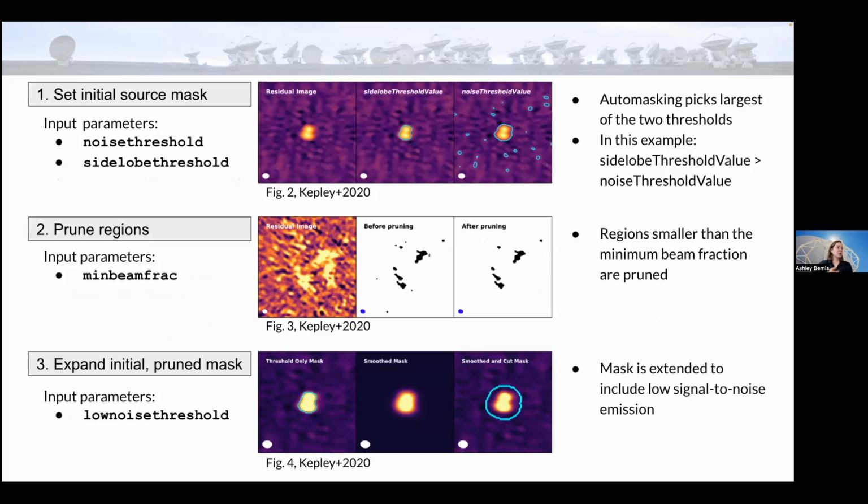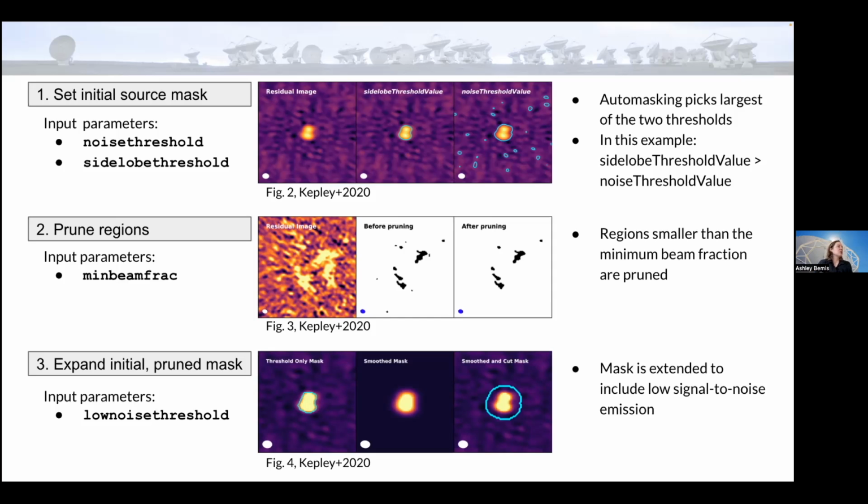I wanted to go through the general process that auto masking does. These are the three general steps. In the first step, auto masking will set an initial source mask. The input parameters that are relevant for this in tclean are the noise threshold and sidelobe threshold. You essentially put in signal to noise ratios for these parameters, which is really powerful because you don't have to actually measure an absolute noise or know what the noise is before you start imaging. You just need to say, I would like to set a noise threshold of, say, a signal to noise of 2, or something like that. And similar for sidelobe threshold.